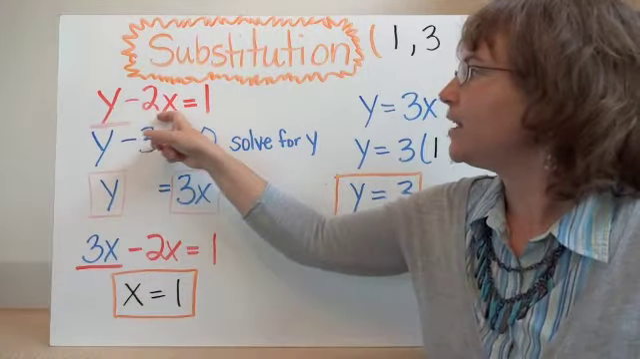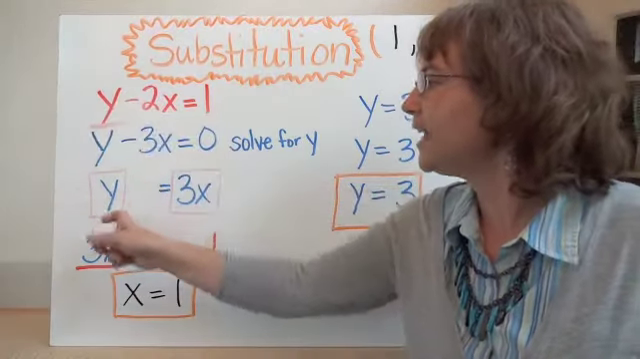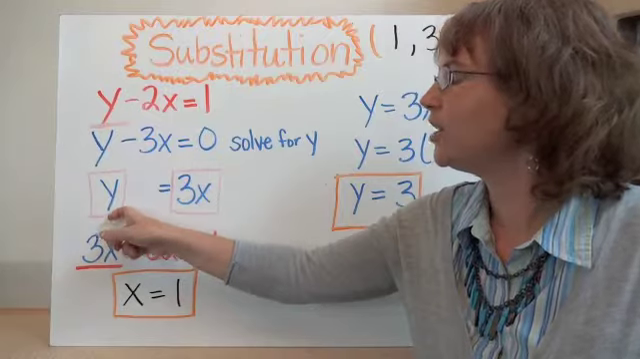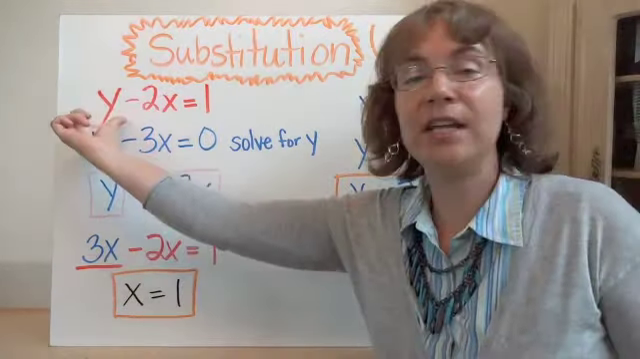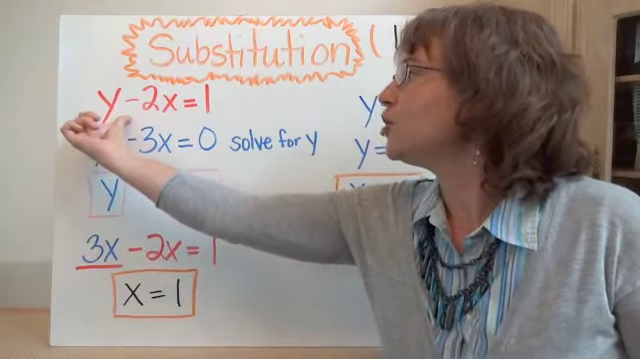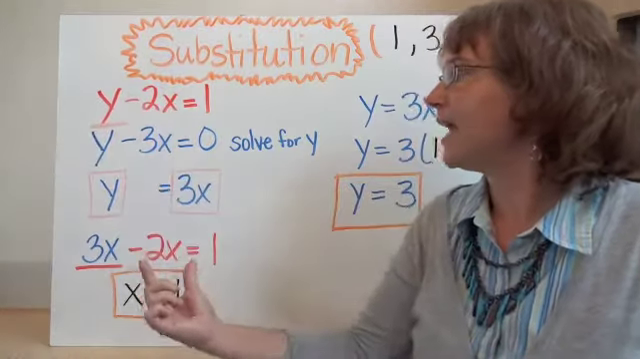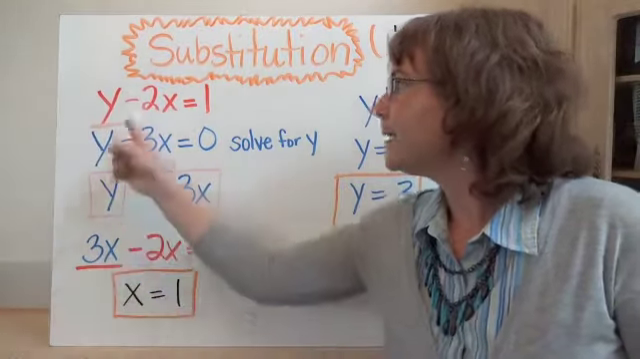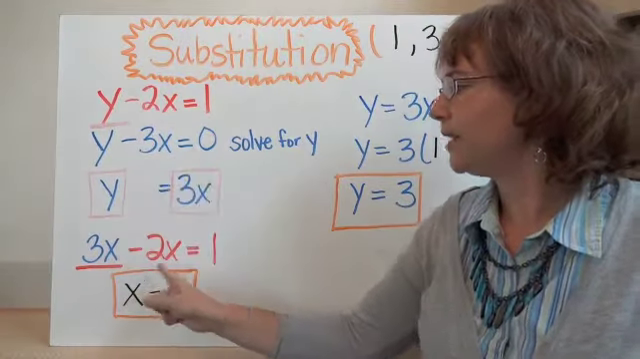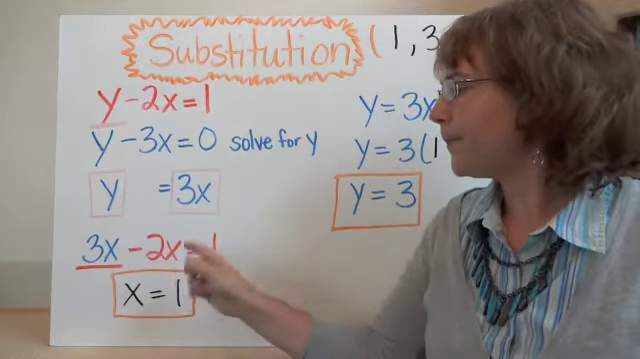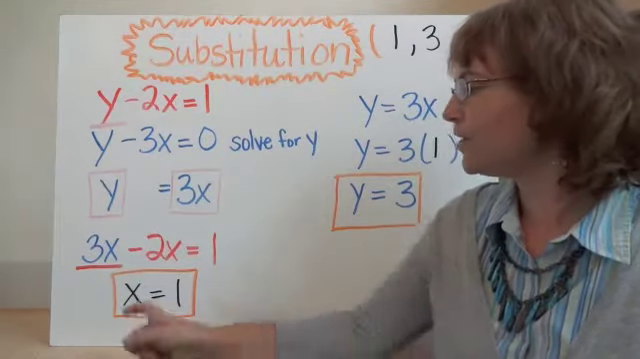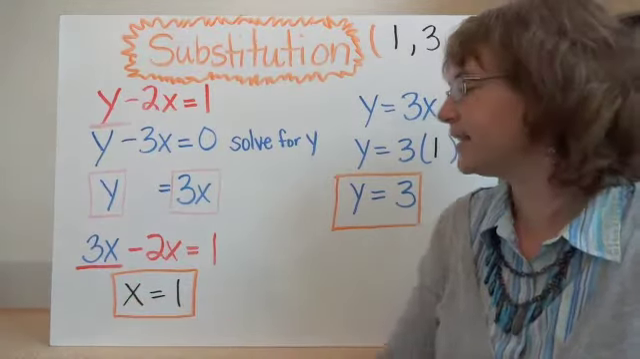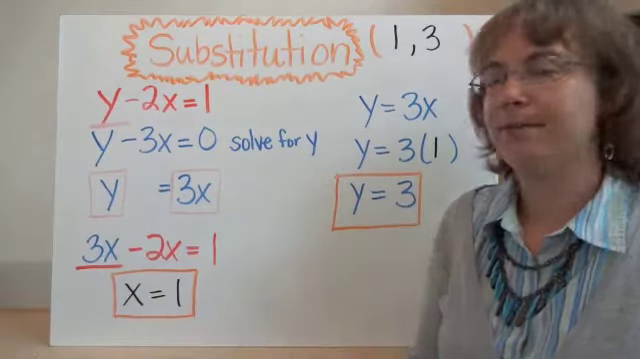So instead of y minus 2x equals 1, I'm going to take this y I have from my second equation, and I'm going to take the 3x that it's equal to, and I'm going to substitute it in for my first equation. So instead of a y right there, I'm going to have a 3x. So I have 3x minus 2x equals 1. I'm going to combine like terms. The 3x minus the 2x is going to give me just a positive x, and that's equal to 1.